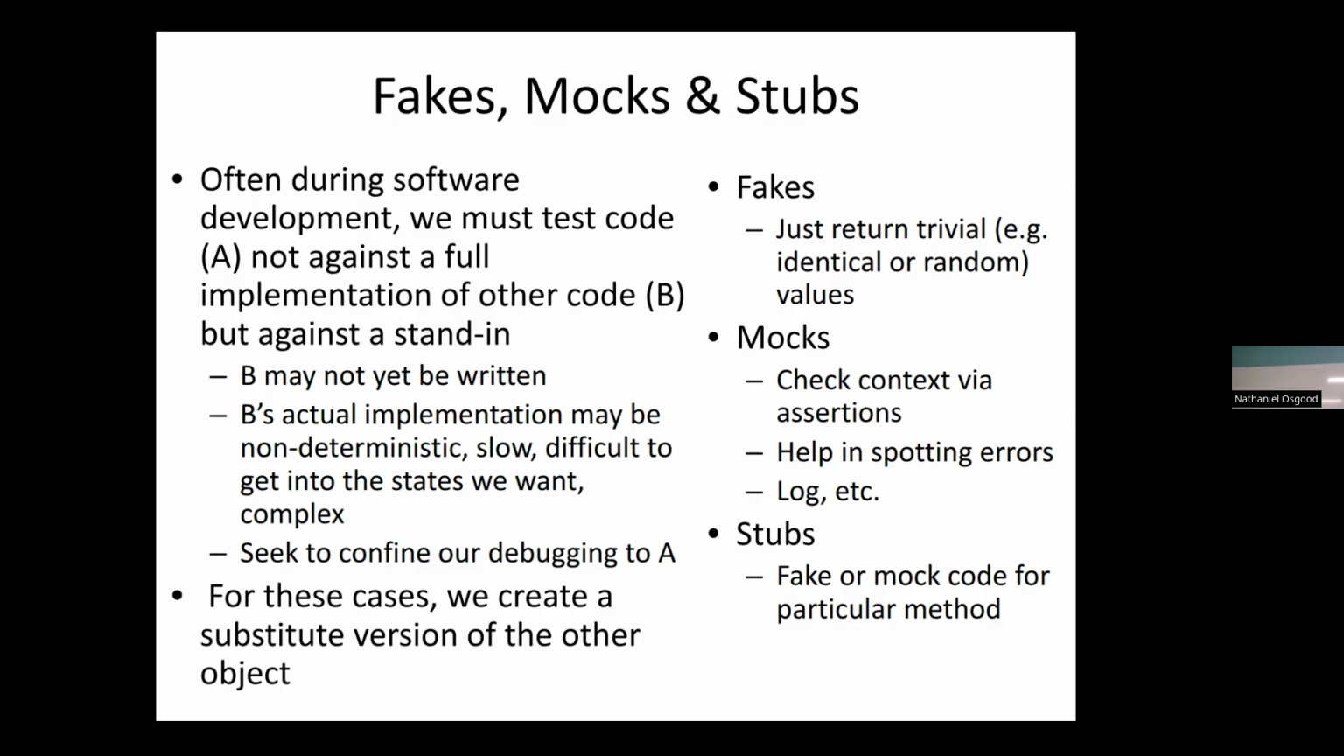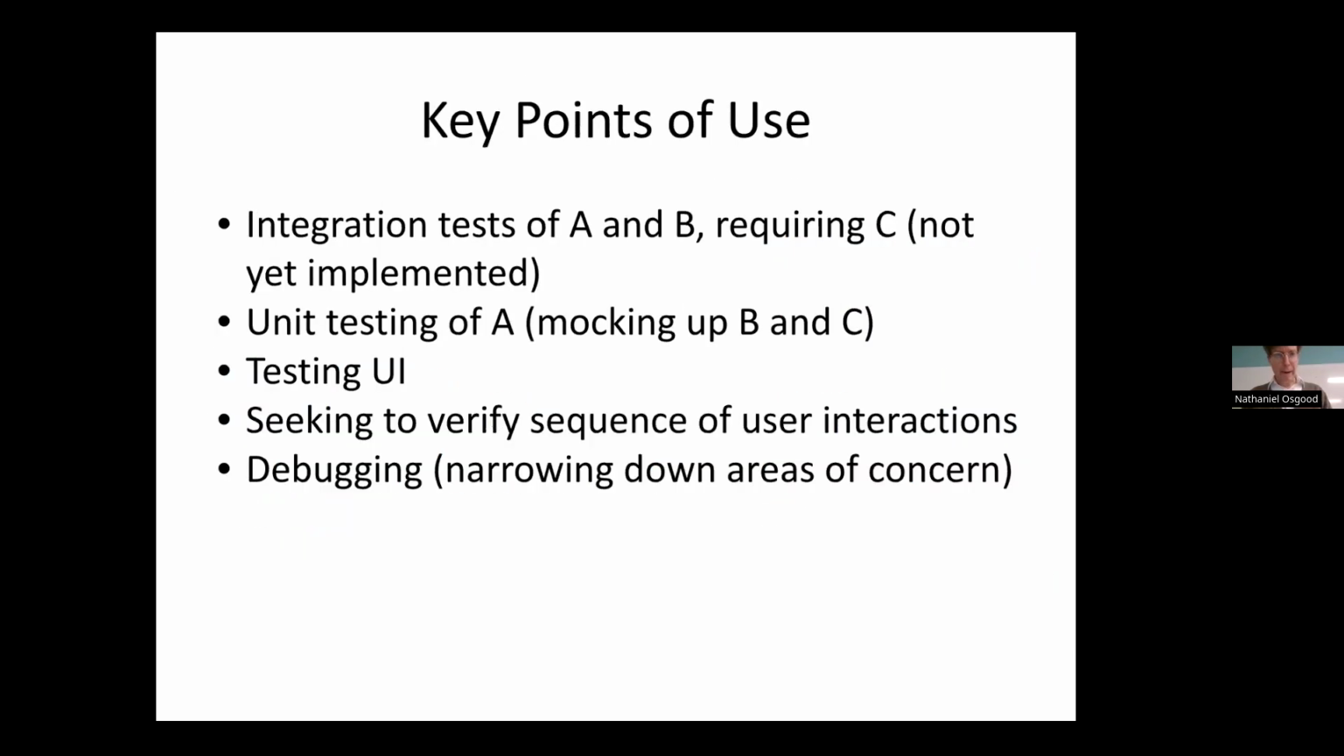Stubs again are temporary code for a particular method, and fakes are often really simplistic versions of mocks that aren't really testing much, but they may return simple values, etc. Okay. Key points of use for mocks: integration tests, unit testing of A, testing UI in some cases, like mocking out whole sections for the controller or the view, and verifying sequences of user operations, like actually recording what's going on along the way.